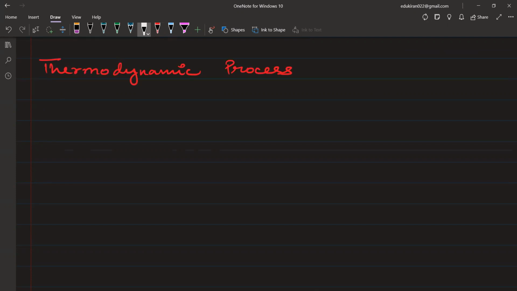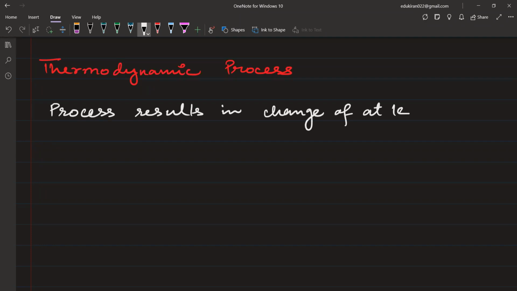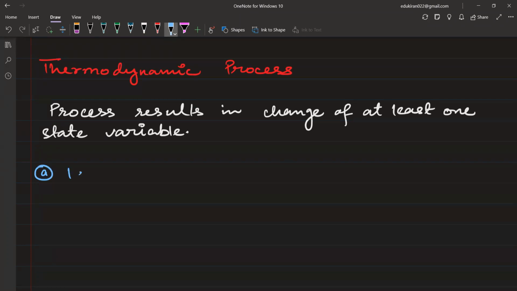अच्छा, प्रोसेस क्या होता है? तो जनरली लिख लीजिए, process results in change of at least one state variable. अगर स्टेट वेरिएबल सारे के सारे सेम हैं, then we will say that there is no process that has taken place.